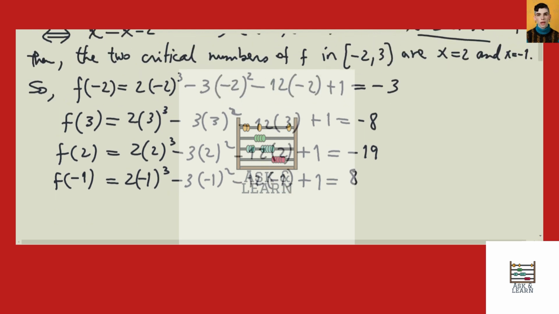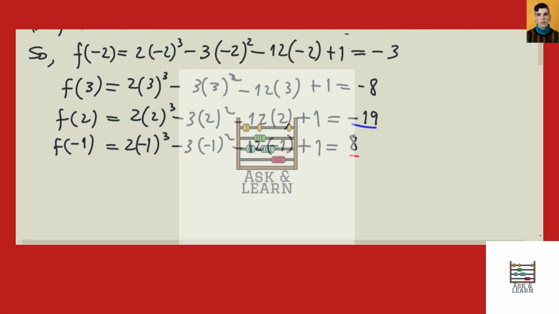So the largest value of these 4 is 8, so it's the absolute maximum of f over the interval [-2, 3], and the smallest of the values is negative 19. So negative 19 is the absolute minimum of the function over the interval. So we get that answer.